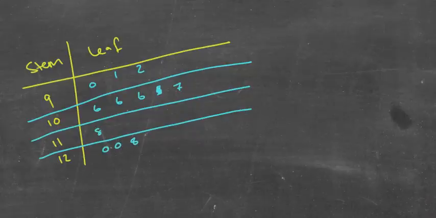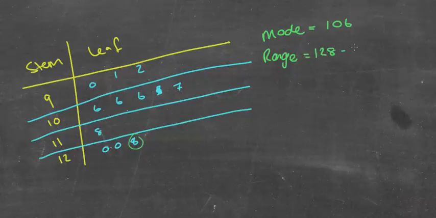So if I asked for, let's say, the mode, the most common number, well, 6 occurs the most times. But remember, it's not just 6. It's 106, which will make 106. If I looked for the range, the highest score minus the lowest score, well, it's 128, so 128 minus 90, which would equal a range of 38.